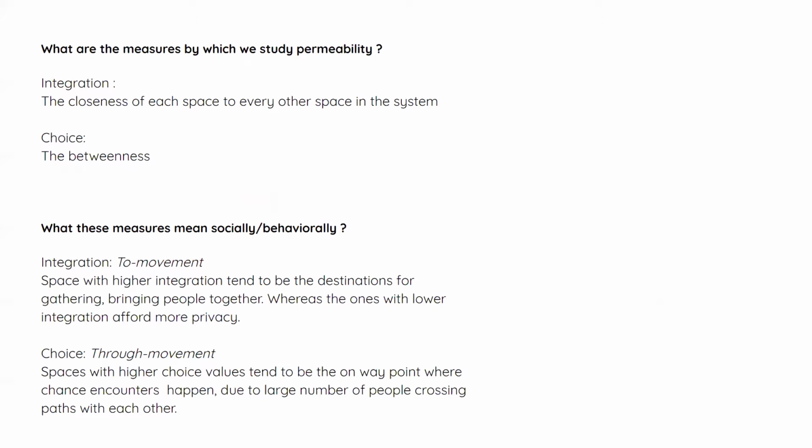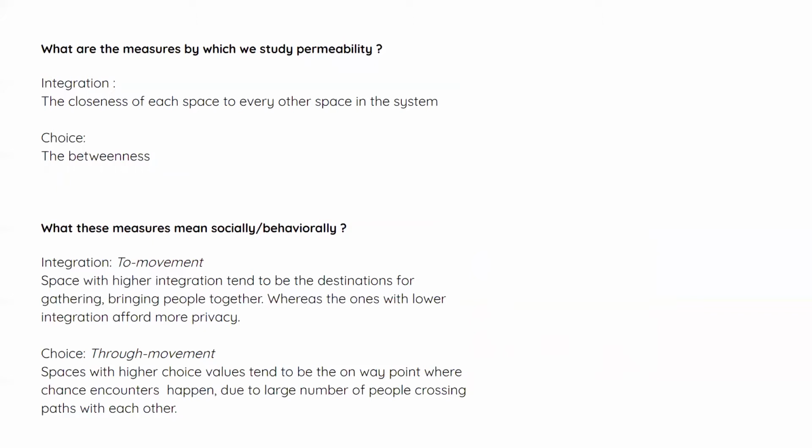Integration is the closeness of each space to every other space in the system. Socially, integration can be said to indicate to movement. Spaces with high integration tend to be the destinations for gathering and bring people together. The spaces with low integration afford more privacy.